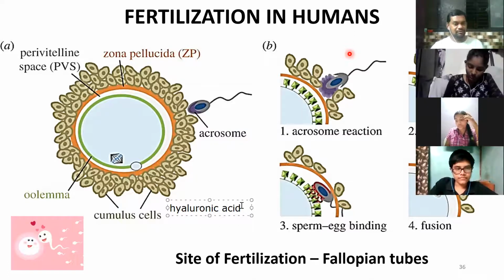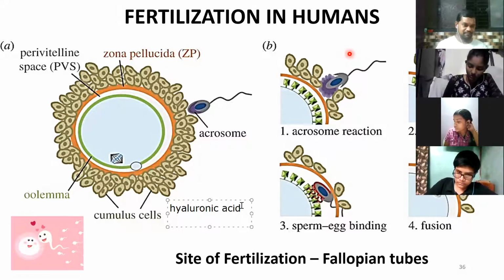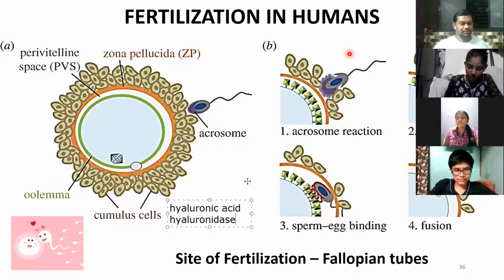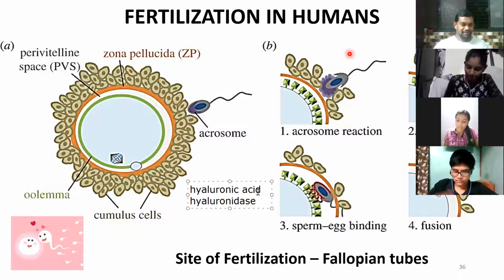So sperm का acrosome, what it will do? It will produce an enzyme which is known as hyaluronidase. Okay, ये enzyme जो sperm का acrosome produce कर रहा है, that will destroy or degrade this hyaluronic acid, and at that point the corona radiata cells will separate.